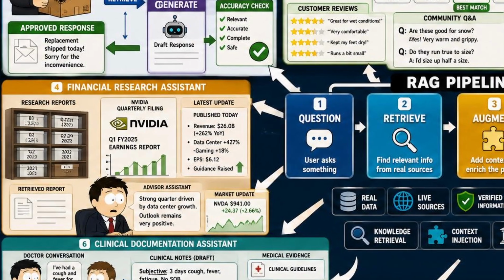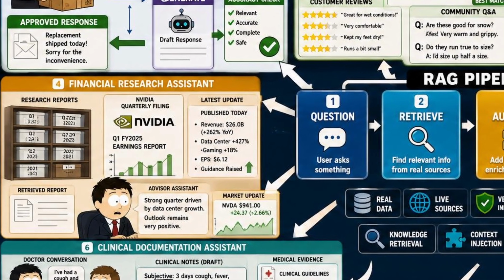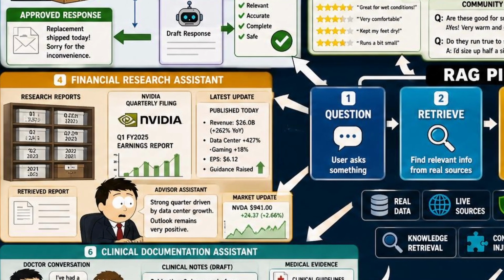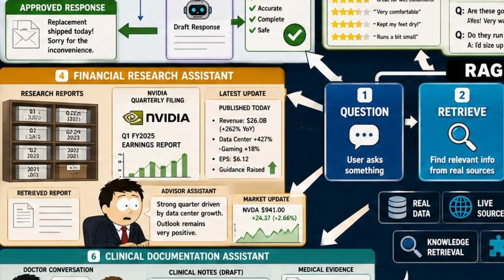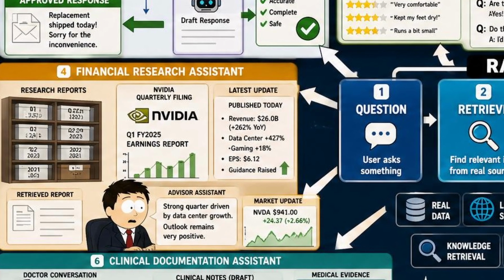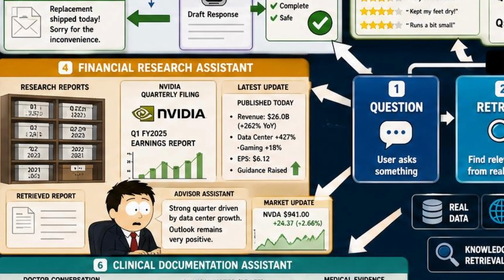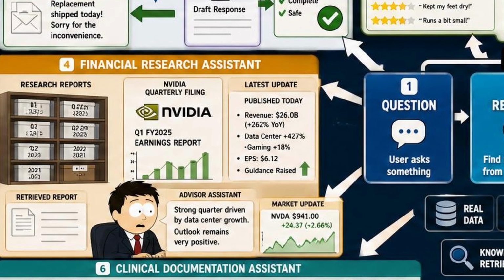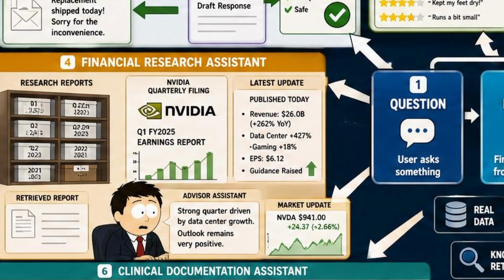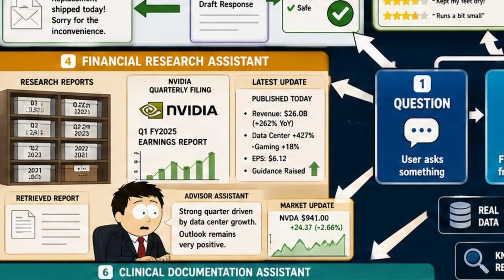Finance, for example. This one's powerful because the data changes by the hour. Morgan Stanley built an internal assistant that gives financial advisors instant access to more than 100,000 research reports, and someone can ask what changed in NVIDIA's latest quarterly filing, for example, and the system retrieves the actual report, not a stale summary from a model's training data.